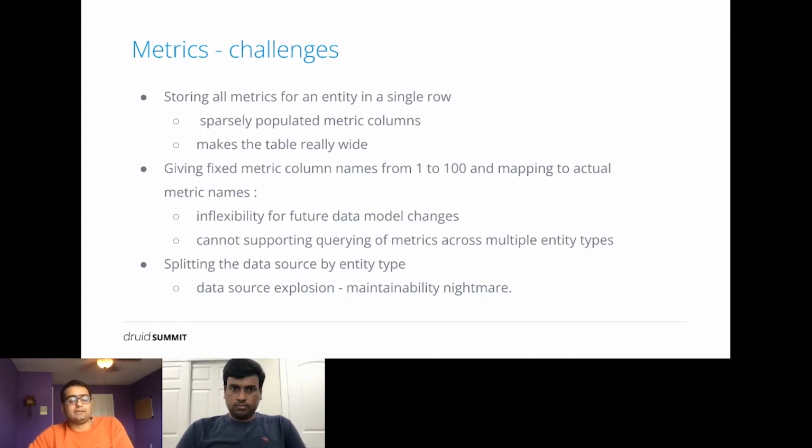Then the third thing we considered, and it was just a small consideration, was that maybe we want to split the data source by entity type, because 95% of our queries were constrained to single entity types. But then it really won't scale either, because we'll have at least thousands of different data sources, and it will be a nightmare to maintain.